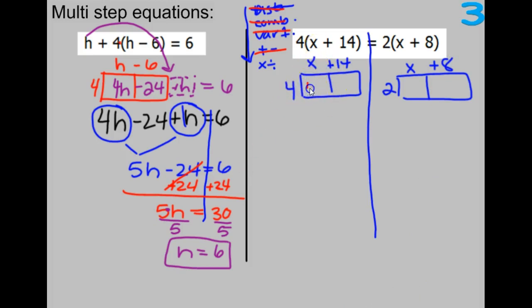So 4 times x is 4x. 4 times 14, plug it in your calculator if you're not sure, will give us 56. The positive, so I'm going to put a plus there. We have 4x plus 56. Over here, 2 times x is 2x. 2 times 8 is 16.